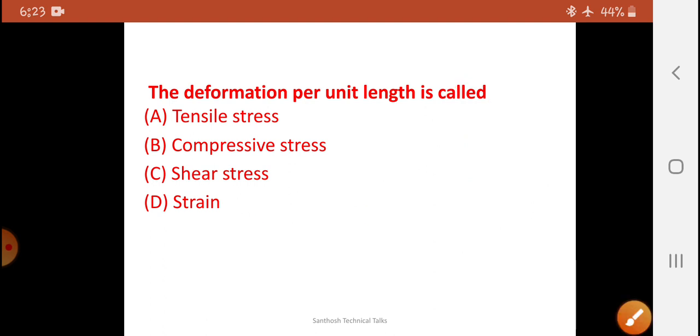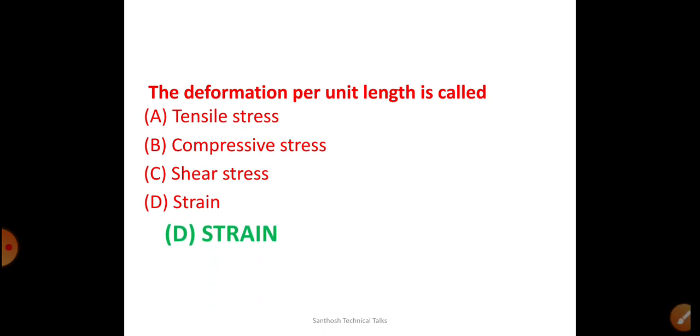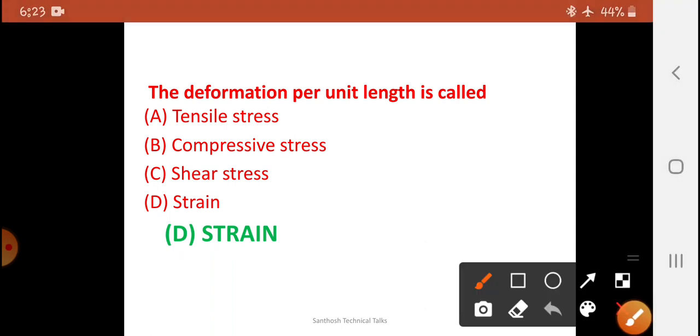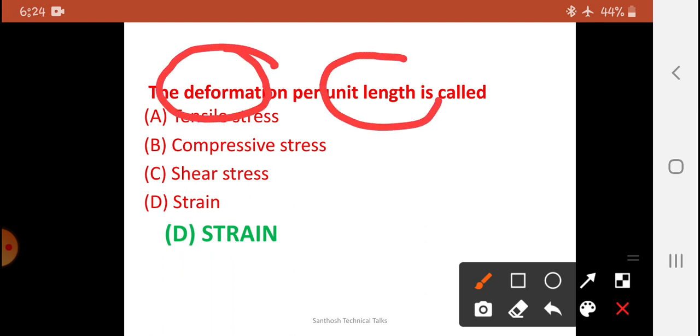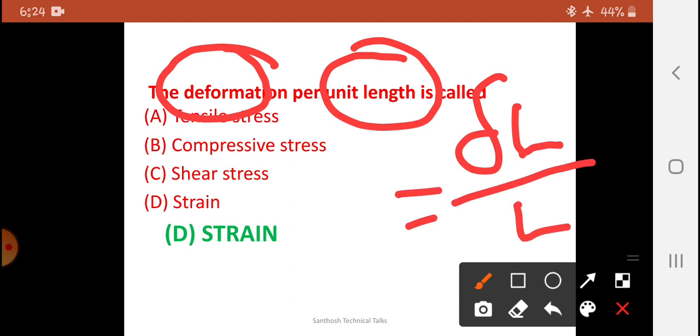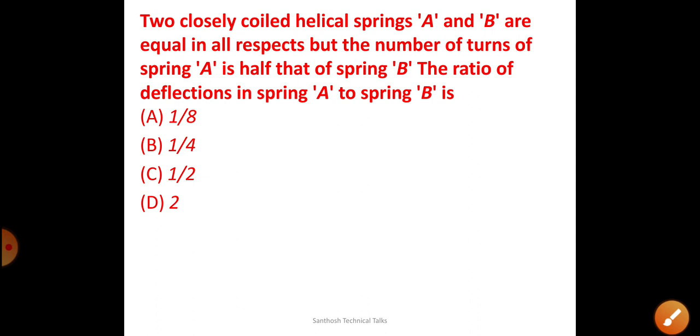So it is a critical question too. Since the question is about deformation per unit length, you have to read it carefully. Tensile stress is in the tensile manner, compressive stress in the compressive manner, whereas here they are asking about the deformation and length. So deformation is change in length by original length, which is called strain. Okay, a very superb question.